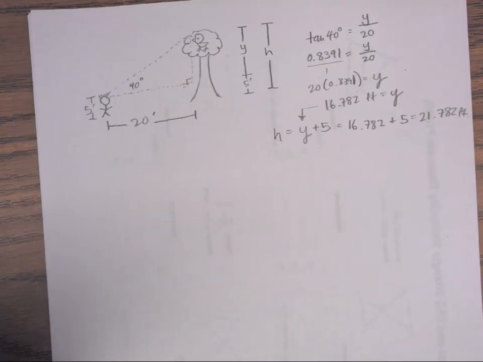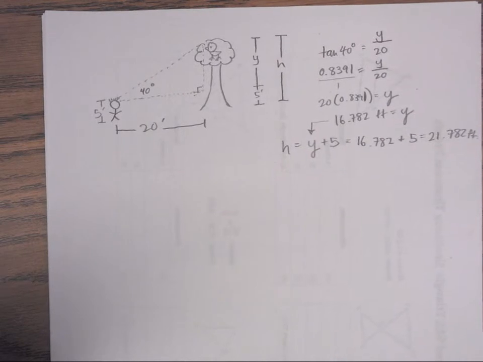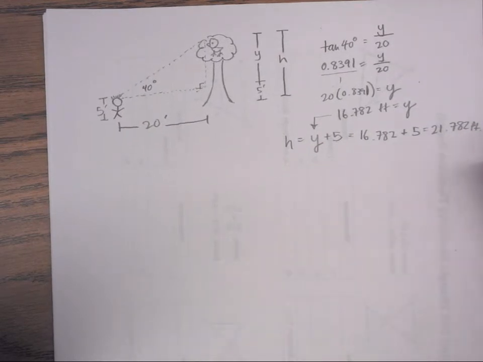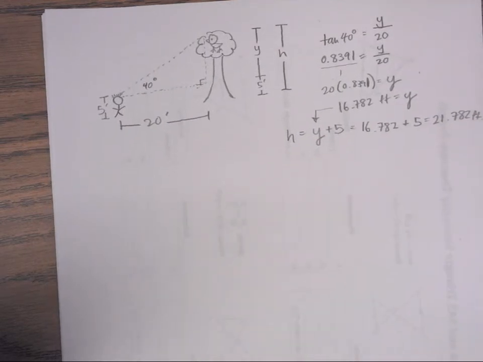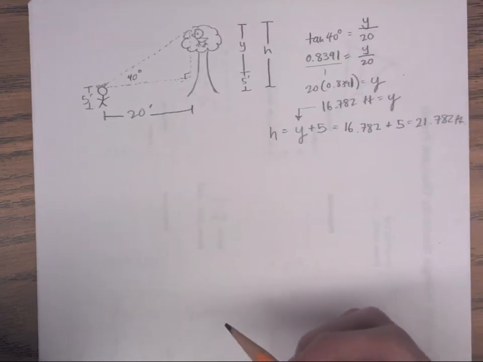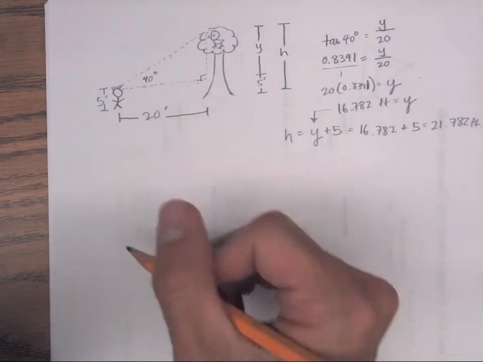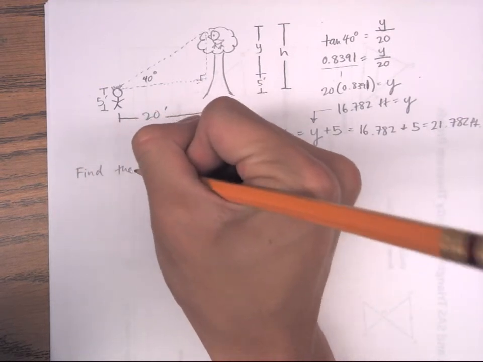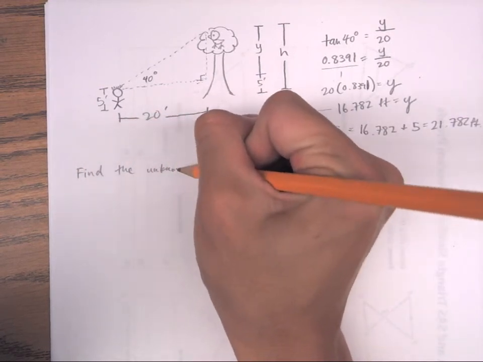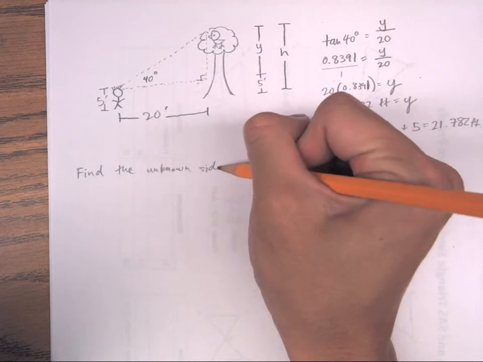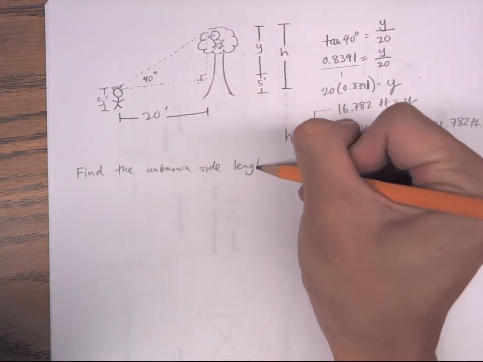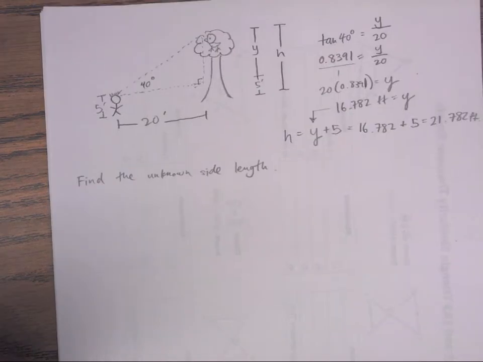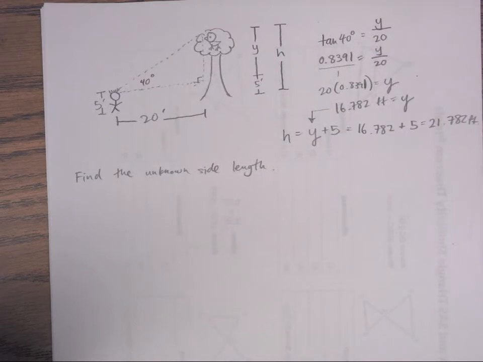Okay. I have a few more examples before I finish off this section. So this will help you out on the homework if you don't quite understand how to do it. Okay. So this is find the unknown side length. Find the unknown side length.